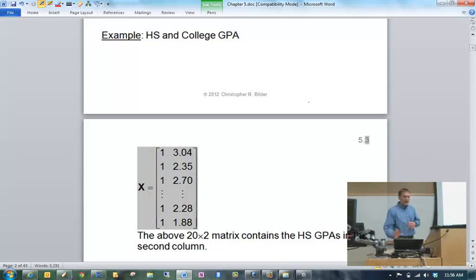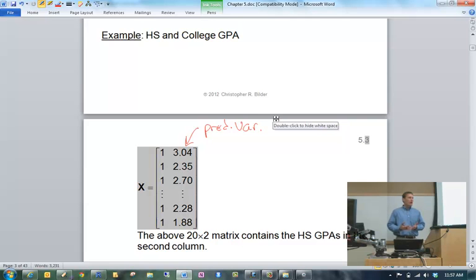So let's look at this in terms of the high school and college GPA data set. What we're going to be working with is a particular X matrix when we do regression analysis. And in the context of this particular data set, our X matrix is going to look like this, where the second column corresponds to all the predictor variable values. The first column is a column of ones.